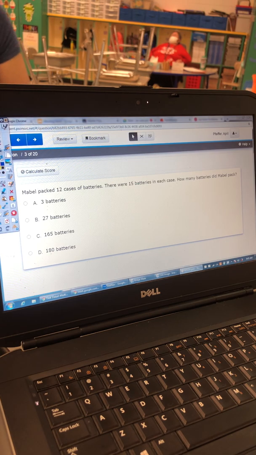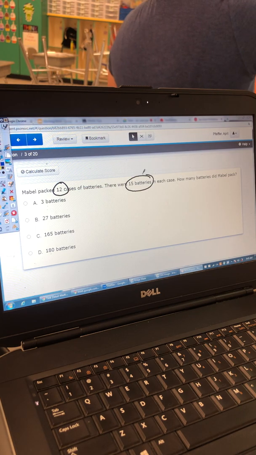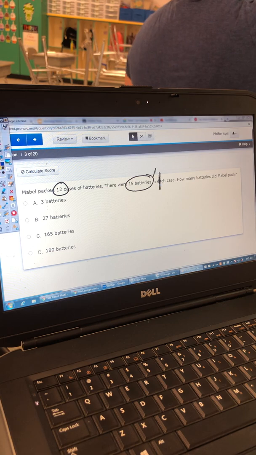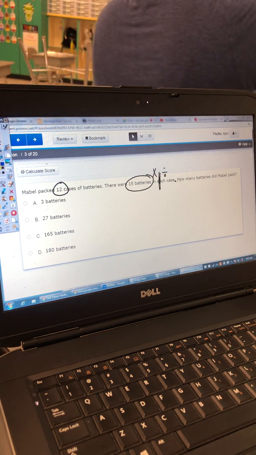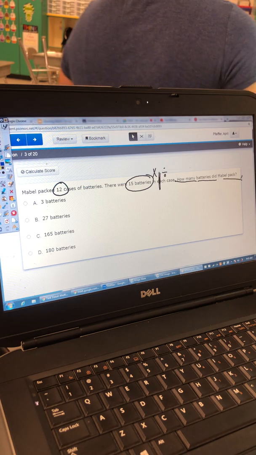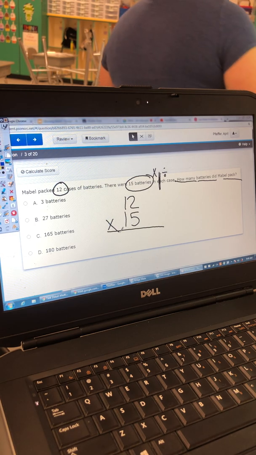1. Alright, let's look at this problem. Mabel packed 12 cases of batteries. There were 15 batteries in one case. For each case, multiply, divide. Just said because when it says each, we're either going to multiply or divide to get our answer. It says, how many batteries did Mabel pack? So we have 12 cases. We have 15 batteries in each case. We're going to multiply.